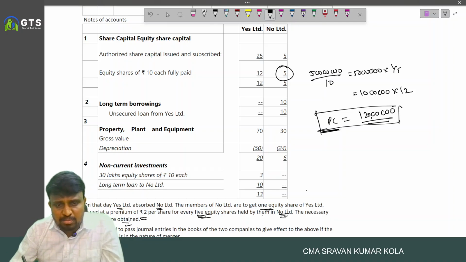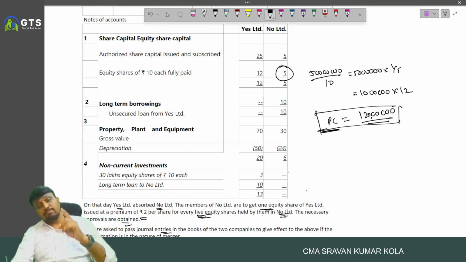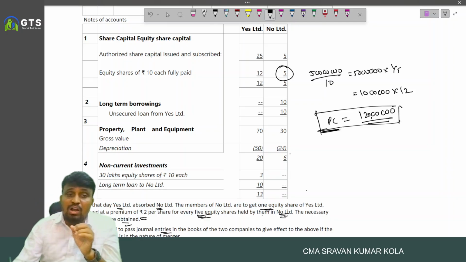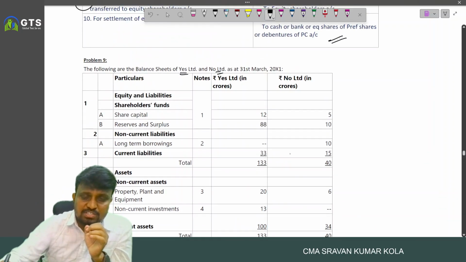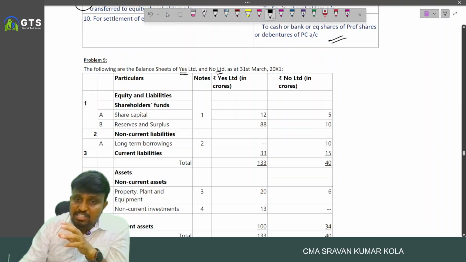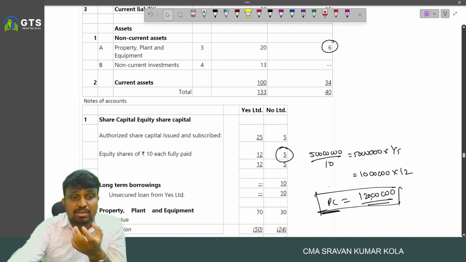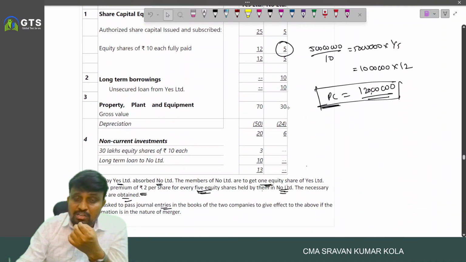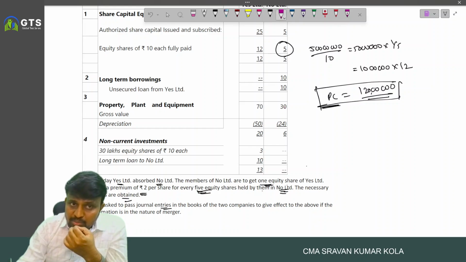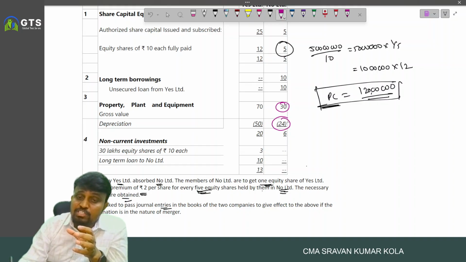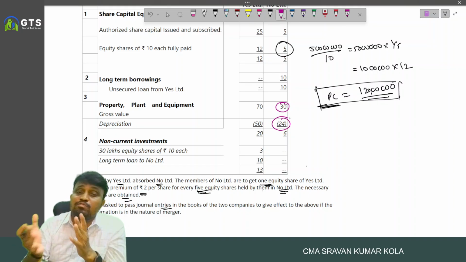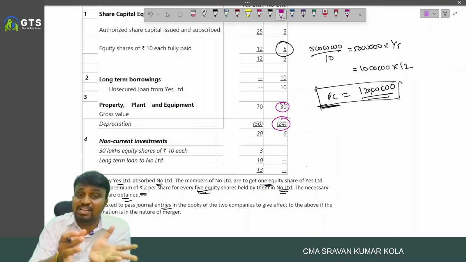And the necessary approvals are obtained. What are the journal entries in the books of the 2 companies? What are the entries we record? First, all assets and liabilities we transfer. First, for transferring the assets, realization account debited to property, plant and equipment account. If any bifurcation we have, we need to provide. First, we transfer the gross value, and provision for depreciation we have to transfer in the form of liability.